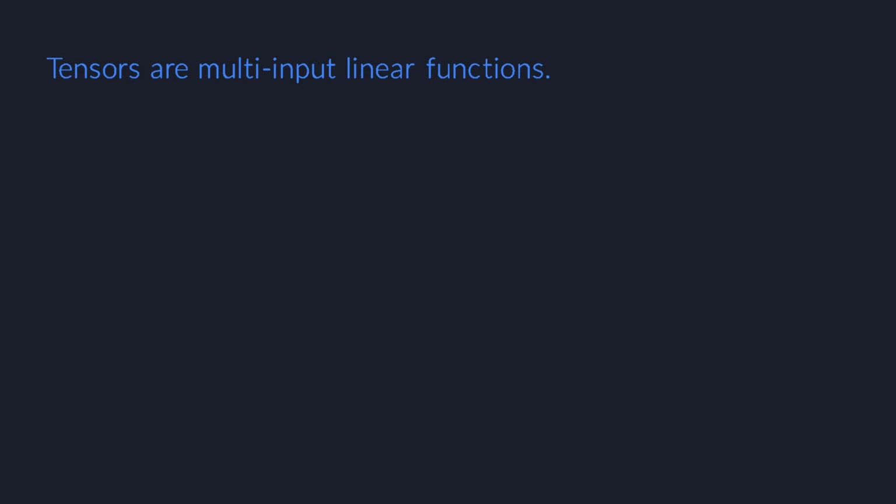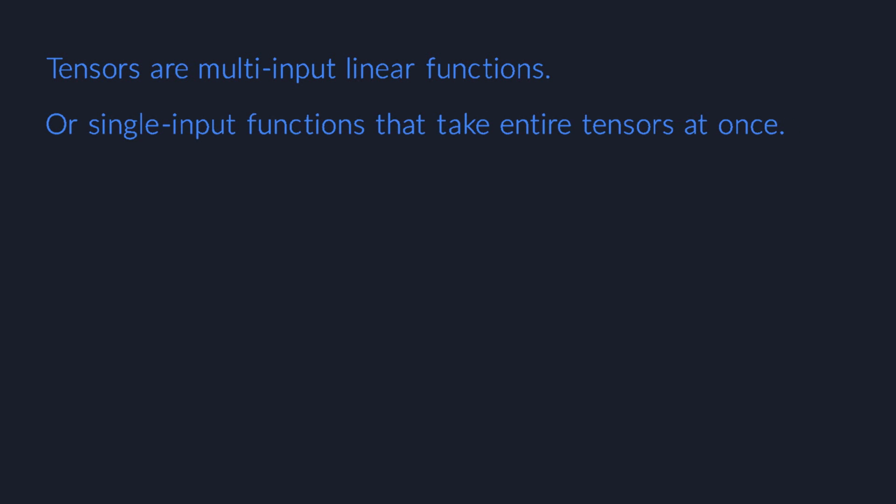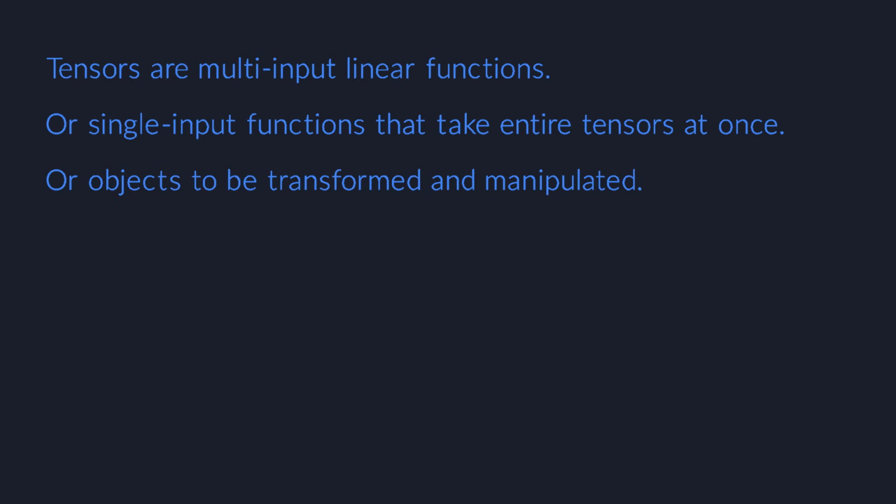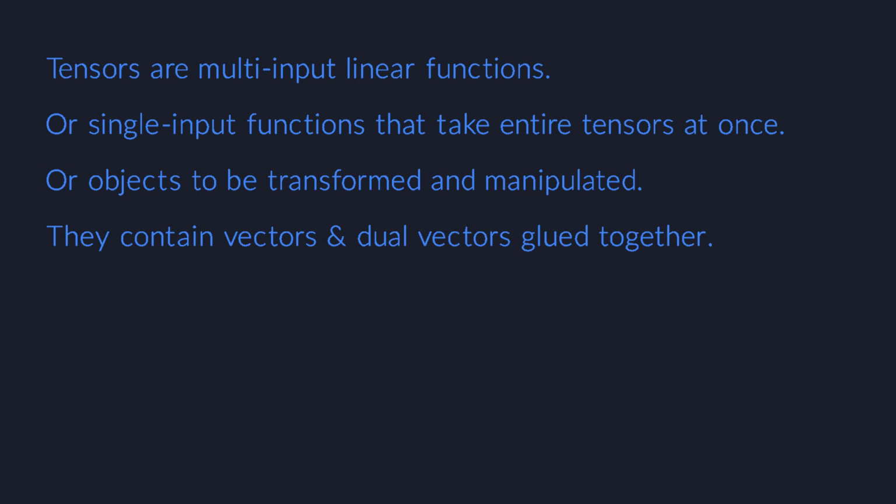We learned that tensors are multilinear functions, but that they can also be single input functions. And they can also be seen as objects that we can manipulate. They contain simpler objects that transform in very specific ways under a basis change. In a particular basis, tensors are nested tables full of numbers. And so we got to float back and forth between multiple perspectives. Objects versus operations, multi-input versus single input, covariant and contravariant and invariant.